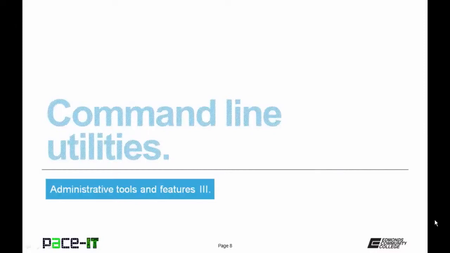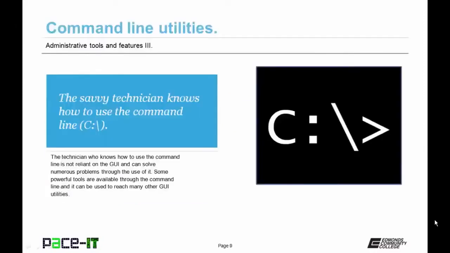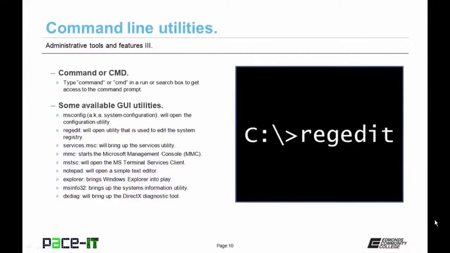Now let's talk about some utilities that are available through the command line. Now we're not going to be talking about the command line per se, but I should throw this statement out there, that you need to know the command line and what you can access through it. Now to get access to the command line, you can use Command or CMD from a run or search box to get there. Now here are some of the utilities that are available from the command line.